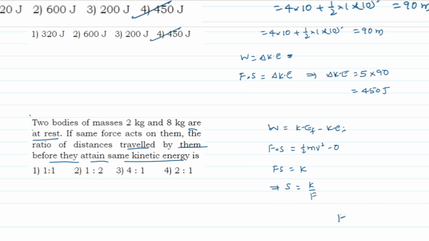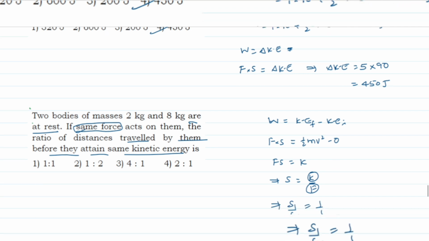For both bodies, the kinetic energy attained is the same and the same force is going to be acting. So the ratio of the distances covered is 1:1, since everything is constant.